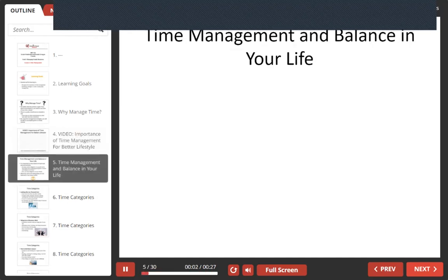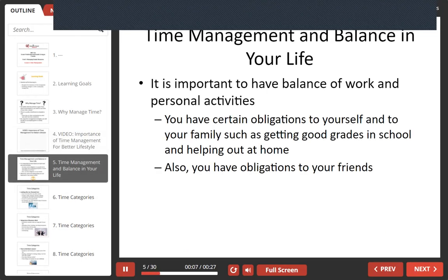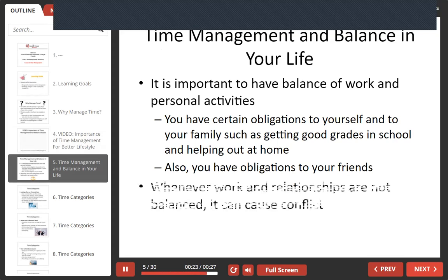So, time management and balance in your life is very important in order to have a balance of work and personal activities. You have certain obligations to yourself and to your family and to others, such as getting good grades in school, helping out at home, etc. Also, you have obligations to your friends, and whenever work and relationship are not balanced, it can cause conflict.